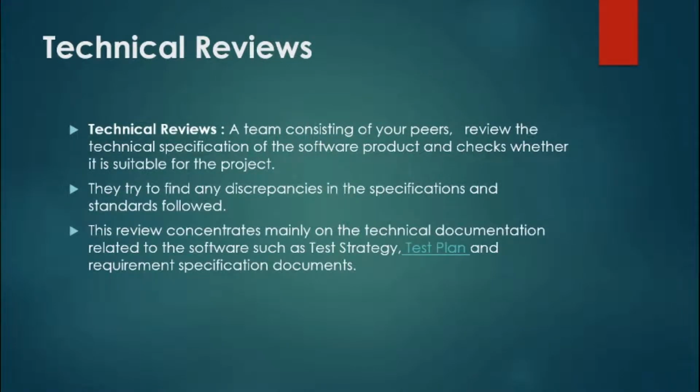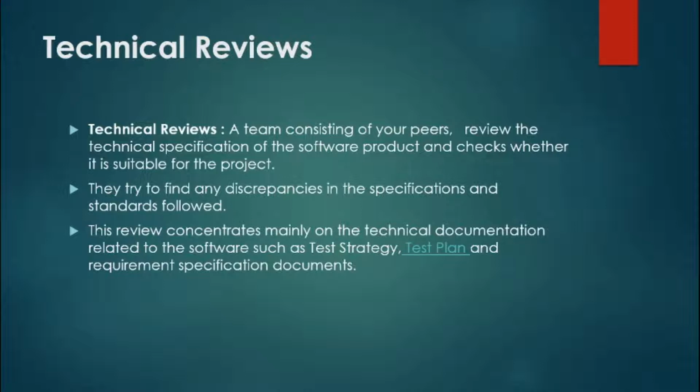Now, technical review. The technical review is also a type of review which consists of your peers. Peers means your associates, your colleagues, who review the technical specification of the software and check whether it is suitable for the project or not. So everyone in the team will look into the technical specification, whether it is suitable to implement with the technology they know, with the languages they have expertise in. All those kinds of discussion are done in this technical review.